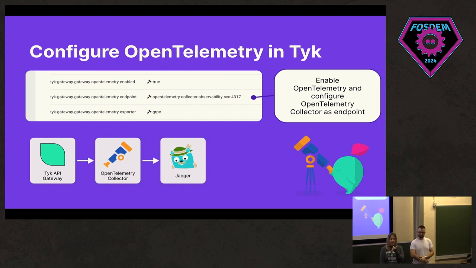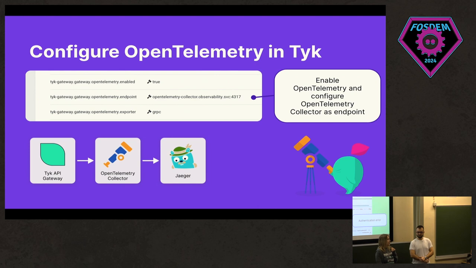So that needs a couple of settings. This is settings for Helm charts. So where do you need to enable it in Tyk? You need to say where you want to send the data to, an OpenTelemetry collector. Could be also directly to an observability backend. And this is what you get.